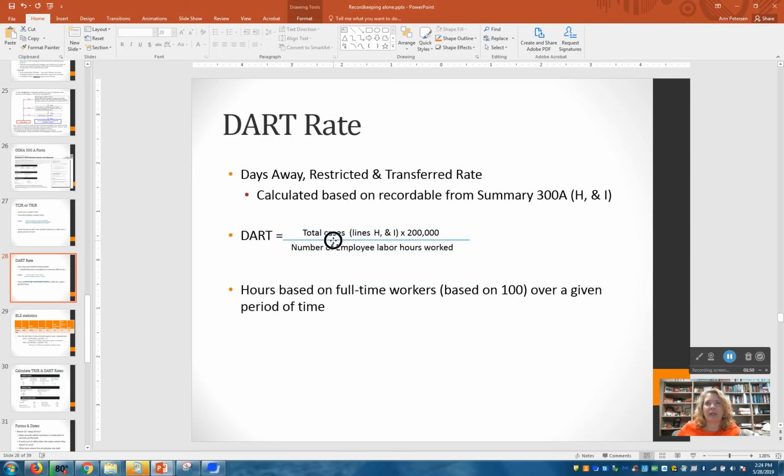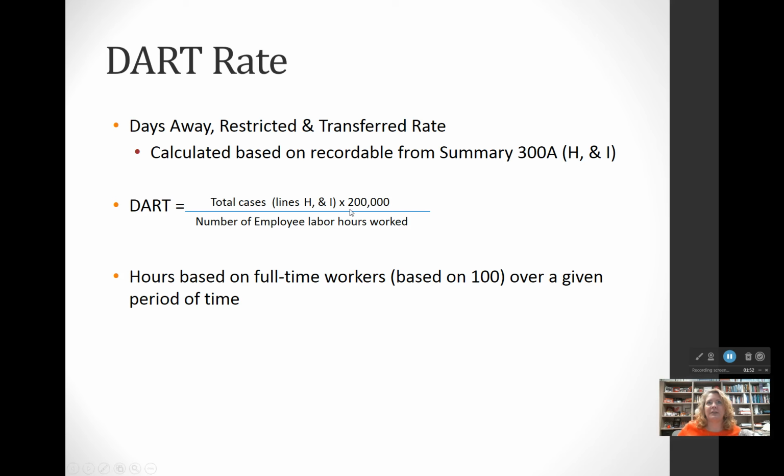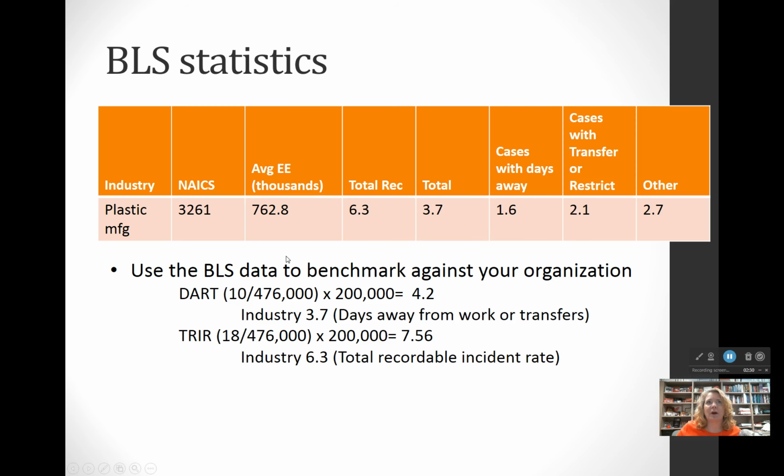The DART rate is calculated pretty much the same. It is the days away, restricted and transfer rate, and we would look under columns only H and I. We'd add the H and I together, multiply by 200,000, and divide by the labor hours that the whole company works. A good check: if your DART rate is higher than your TRIR or TCIR rate, then you've done something wrong. It should always be lower.